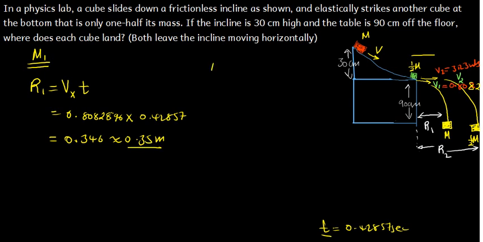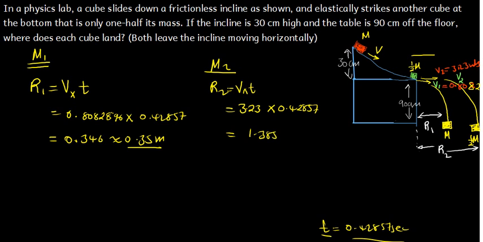Considering mass 2, also the range, that is range 2, is going to be given by Vx t. It was also moving horizontally as it moved out of the incline, and it was moving at a velocity of 3.23, and then we're going to multiply by the time of flight it took to reach the bottom, that is the same time, 0.42857, and so this is going to give us 1.385 approximately. We can say that is to two significant figures, 1.4 meters.